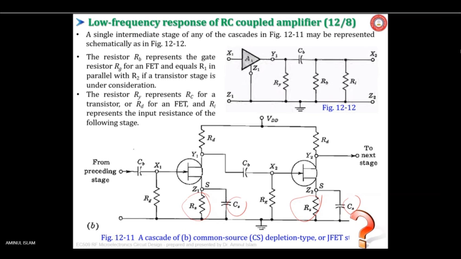may be represented schematically as shown in figure 12. Schematically, it is represented like this. The resistor RB represents the gate resistor RG for a FET. Gate resistor RG of a FET. Okay. In this diagram, this is representing that.